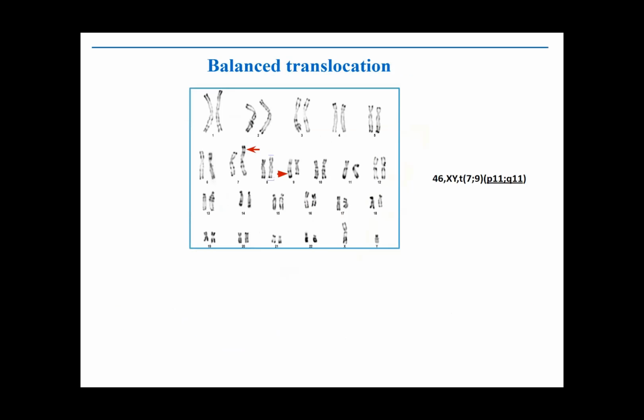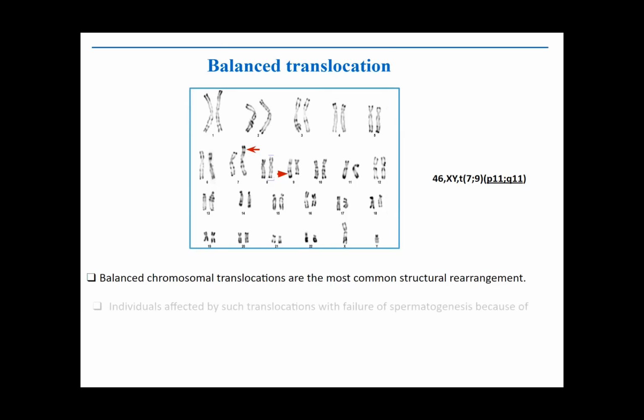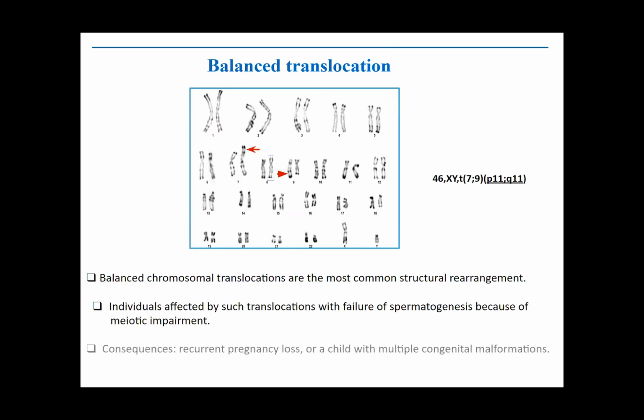Another form of chromosomal abnormality is balanced translocation. They are the most common structural rearrangements. Individuals affected by such translocation have failure of spermatogenesis because of meiotic impairments, with azoospermia or oligoasthenoteratospermia, and the consequence is recurrent pregnancy loss or a child with multiple congenital malformations.